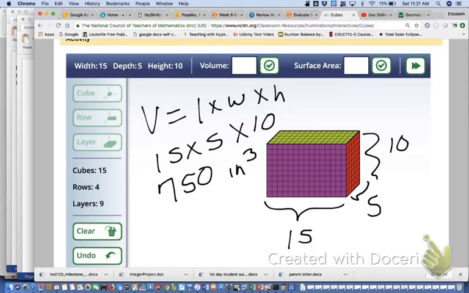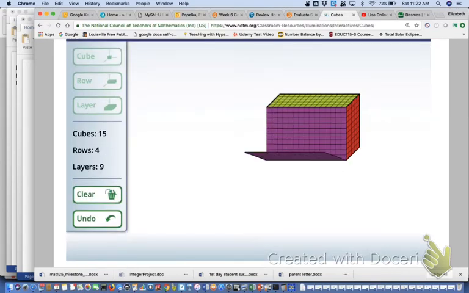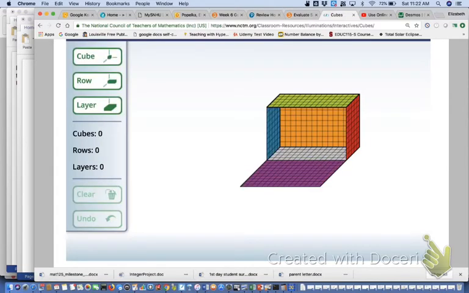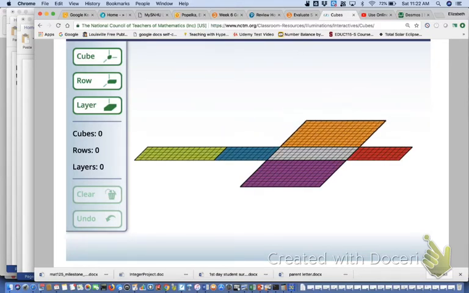Now surface area can be a little bit harder for people. So I'm going to open up the box again. I'm going to clear all these cubes out of here. So the surface area means the area of the surface, the outside. So basically, if I were going to take this box and unfold it, open it up, what would be the area of each of those faces, the outside of the box?